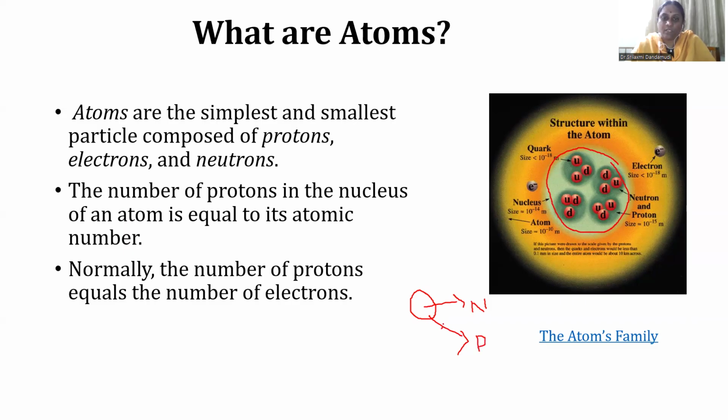Around this nucleus, there are a number of circular orbits. These are all circular orbits, and these circular orbits contain electrons. These electrons revolve around the nucleus in a circular orbit.